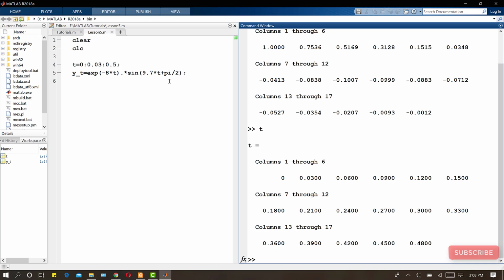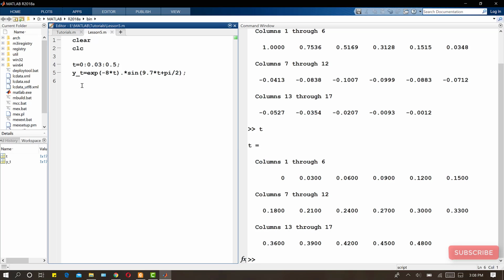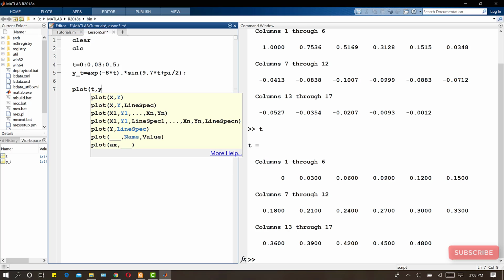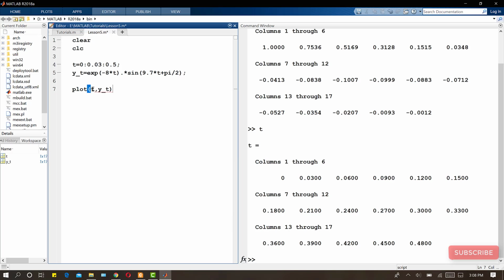Now how to plot this? In MATLAB there is a simple function for plotting a variable against another variable. I will write plot, and MATLAB tells us that the first vector will be the x vector, the independent variable. In this case the independent variable is t, so I will write t and then y of t. This will plot y of t versus t.